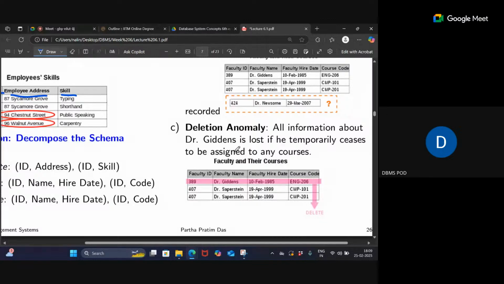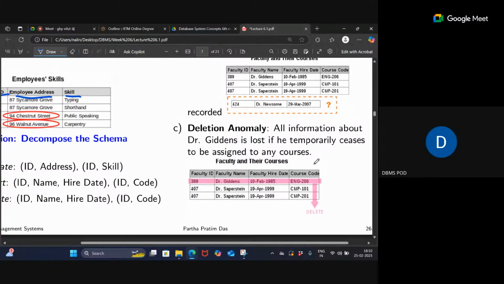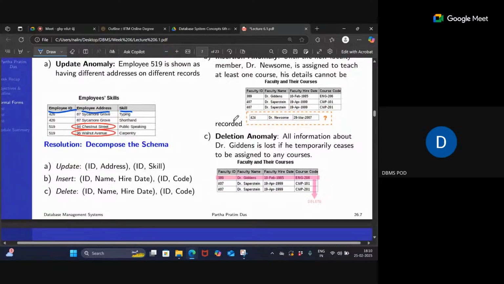All the information about the particular faculty will be lost if he temporarily has stopped taking this course, then his complete information will be lost. If we delete this course code for this particular faculty, the complete record will be lost. This Dr. Giddens information is lost. All the information about Dr. Giddens is lost if he temporarily ceases to be assigned to any course. This is deletion anomaly. Okay.